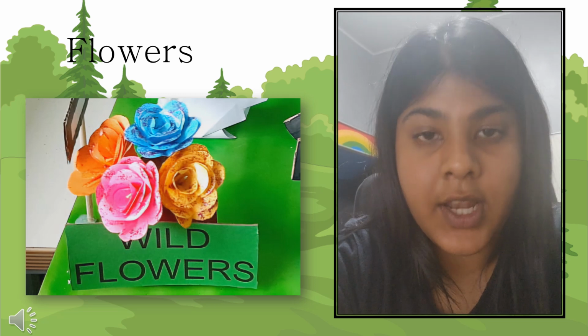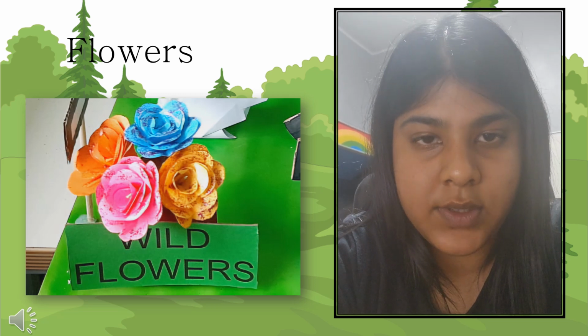My name is Dia, and I made the flowers. The mouse. The mouse acts as a primary consumer because it eats plants like flowers to gain energy. It can also be a food source for the secondary consumers like the snake.